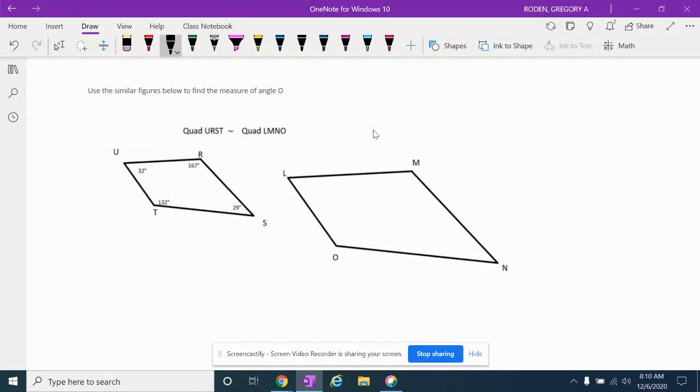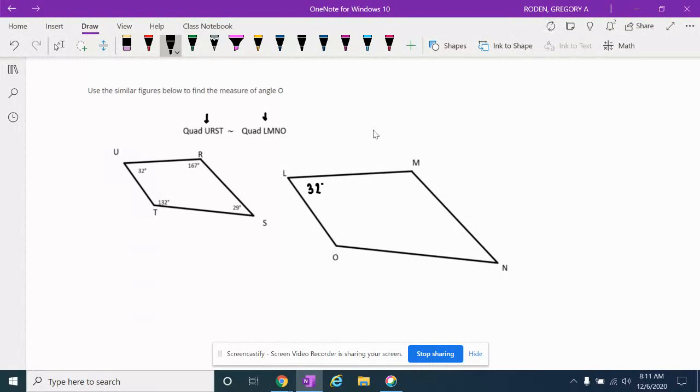Okay, welcome back. So we could do it 2 different ways. We could look at the picture, because it doesn't look like the picture it looks like they're going in the same direction, but maybe not. Maybe it's been flipped. So angle U and L. If U is 32, since they are similar, their angles have to be equal, their measure, so that has to be 32 degrees also.